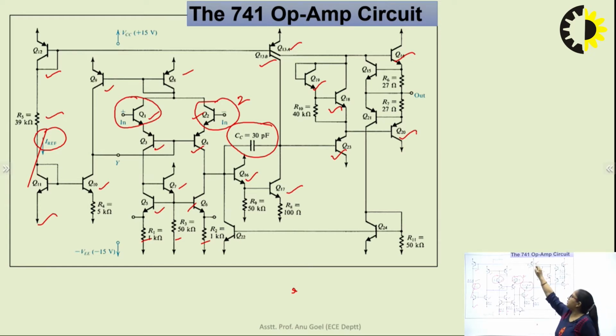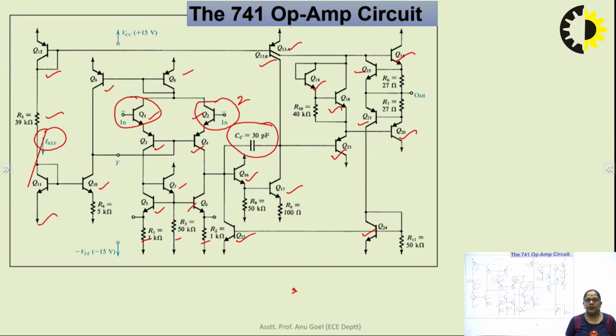While transistor number 13A, 19, 18 and 23 are providing the biasing to the main output stage, which is formed by transistor number 14 and 20. Okay. Then transistor number 15, 21, 24 and 22. These 4 transistors are the part of short circuit protection circuitry.